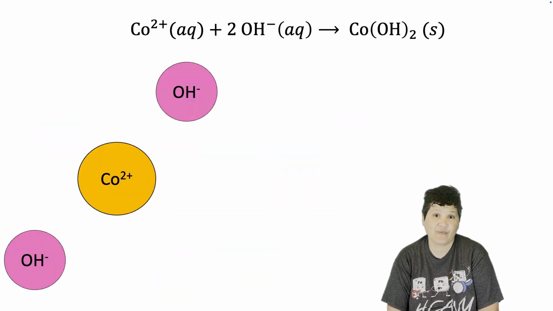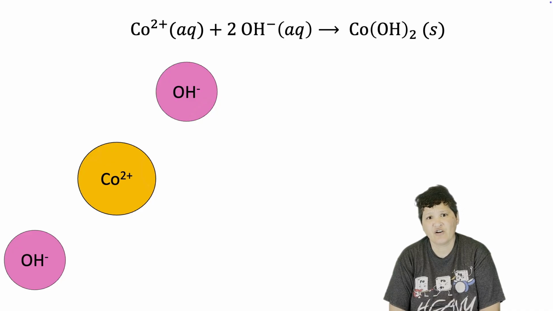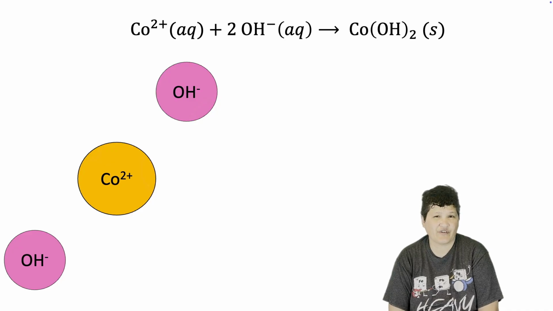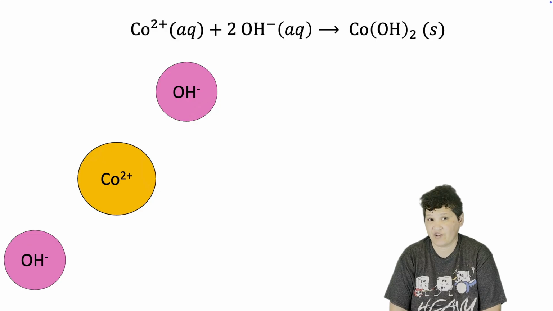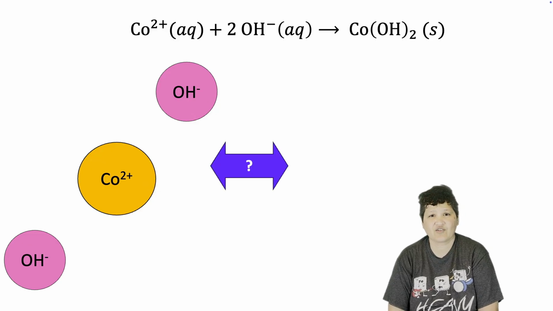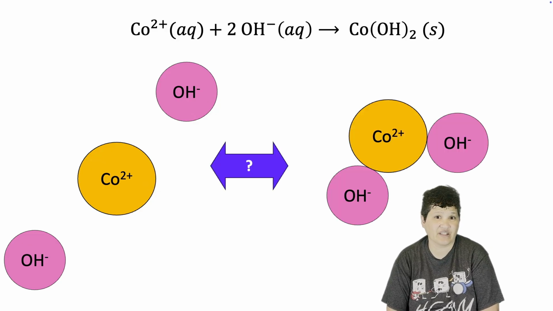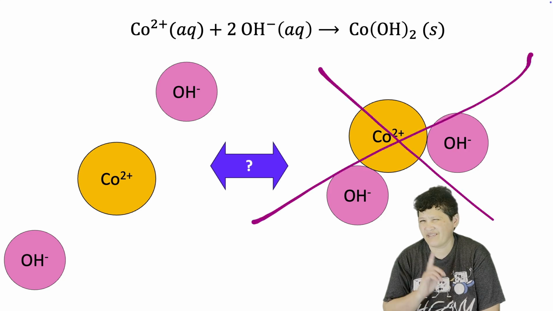Now let's think about the formation of cobalt-2 hydroxide. For simplicity's sake, I'm going to leave out the solvating water molecules, but please don't forget that they're there. If you were to just look at the overall written reaction, you might say it looks something like this. You have your cobalt +2 cation and 2 hydroxide anions, and they come together like this. But that's actually not right.